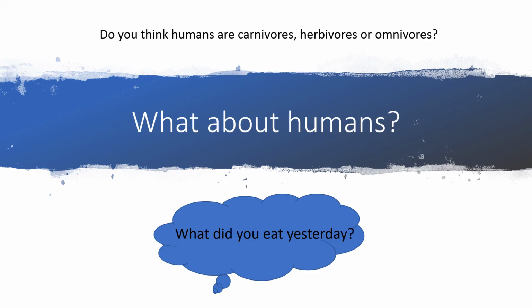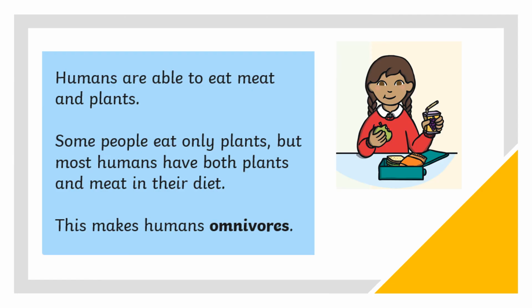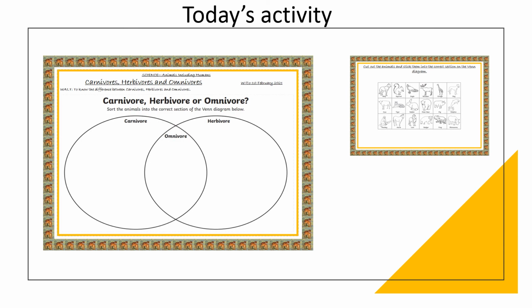What about humans? Do you think humans are carnivores, herbivores or omnivores? With your adult, discuss your ideas. Have a little think about what you ate yesterday. Well done, Year 1. Humans are able to eat meat and plants. Some people only eat plants, but most humans have both plants and meat in their diet. This makes humans omnivores.